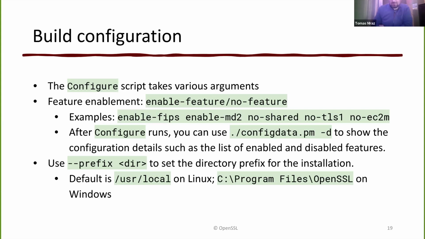There are, of course, many other options. After configure runs, you can use ./configdata.pm -d to show the configuration details, such as the list of enabled and disabled features in your configuration.